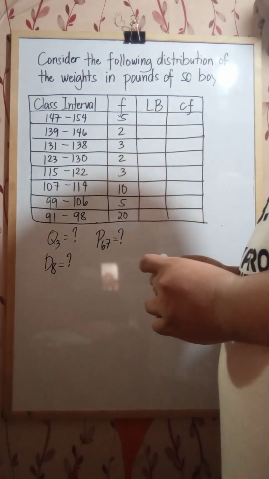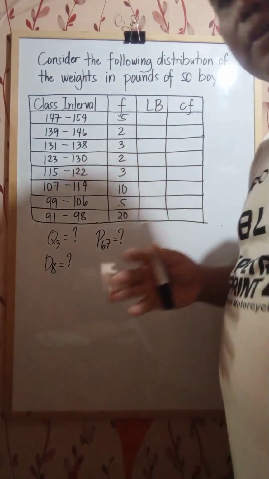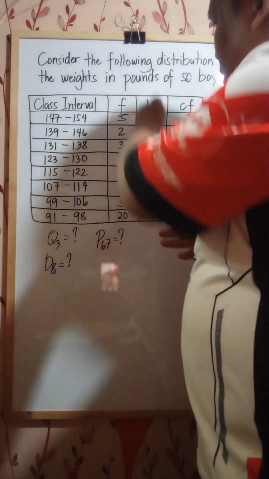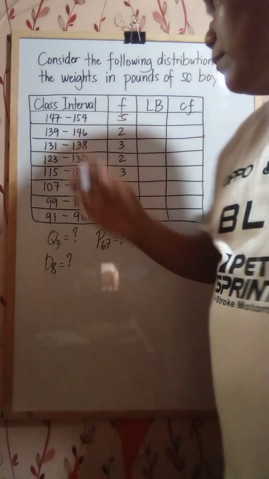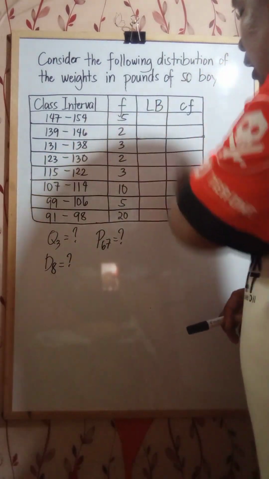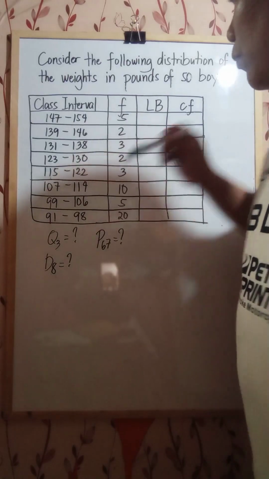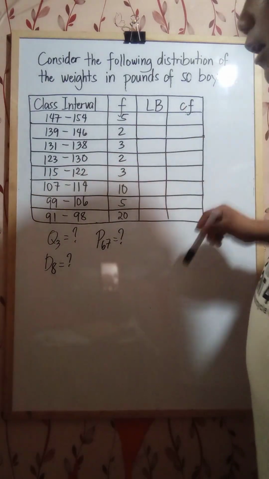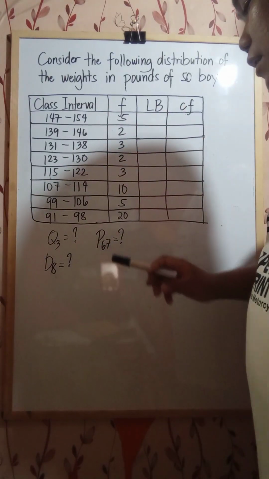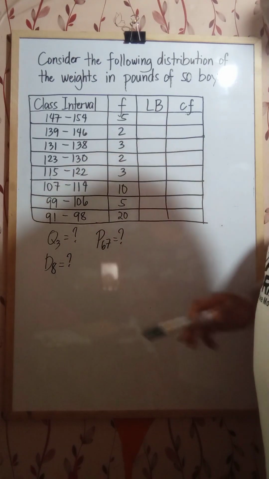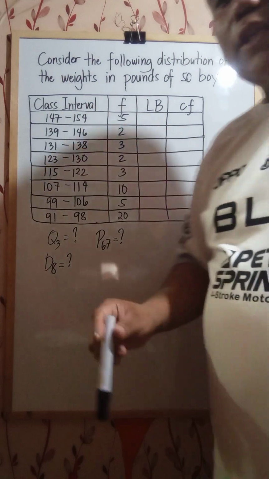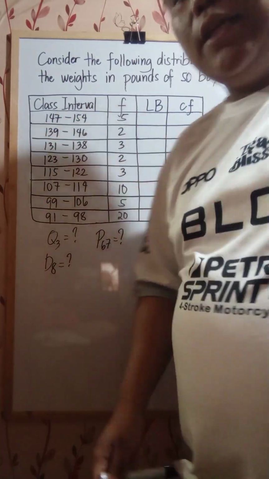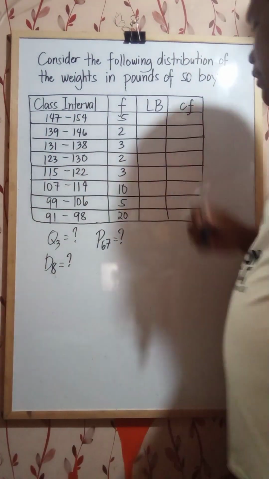Then you're going to find the 67th percentile. So what will we do? First things first, we're going to have the lower boundaries and the cumulative frequency. These last two columns are the most important, because their values need to be obtained in order to solve for these three unknowns, so that we can find the quartile, the decile, and the percentile. So we need the lower boundaries and the cumulative frequency.